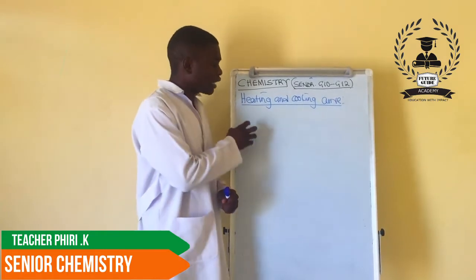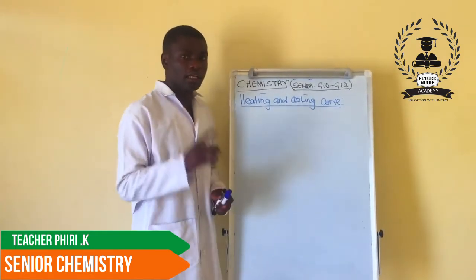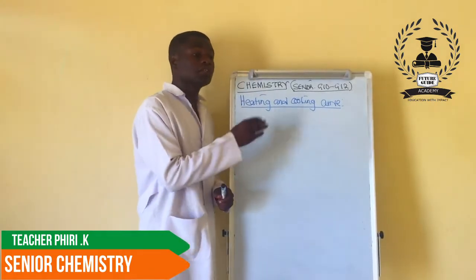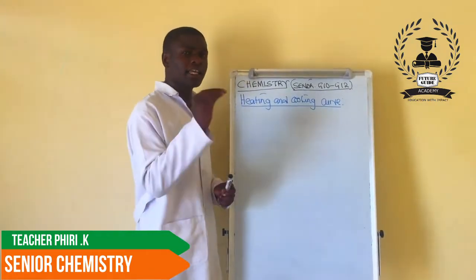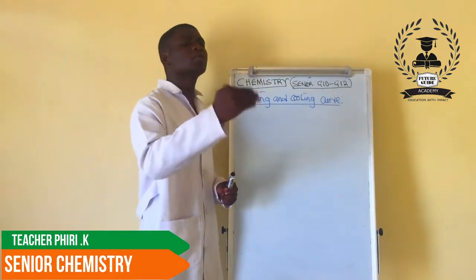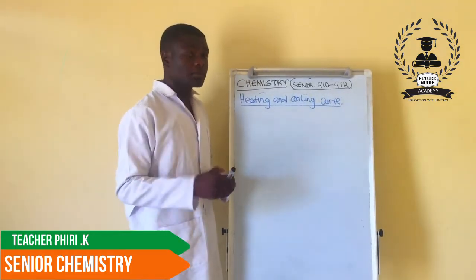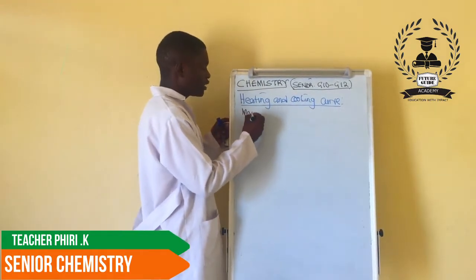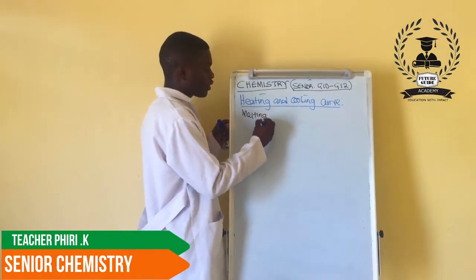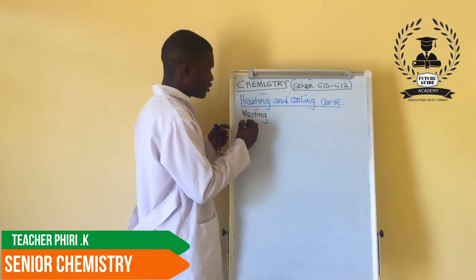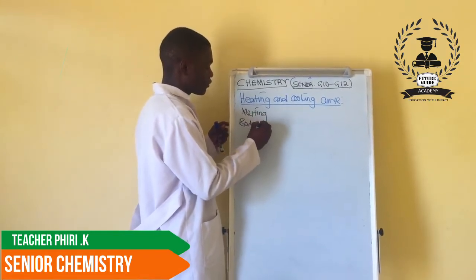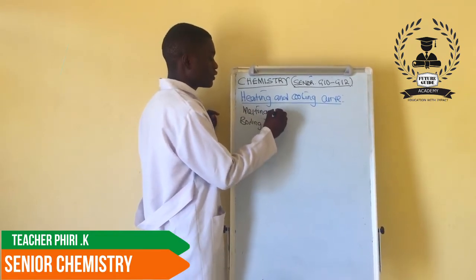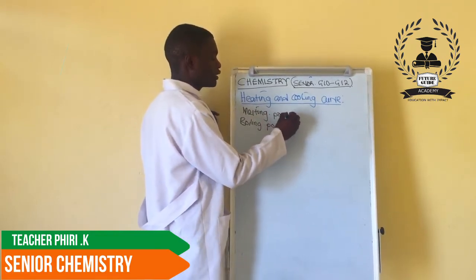Now, before we draw a heating or a cooling curve, there's something that you're supposed to know. As these substances change from one stage to another, they reach a point where they will change. These 2 points are very important. We've got what we call a melting and boiling point, as well as melting point.